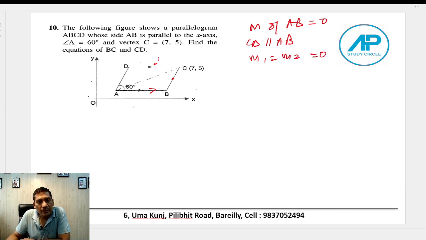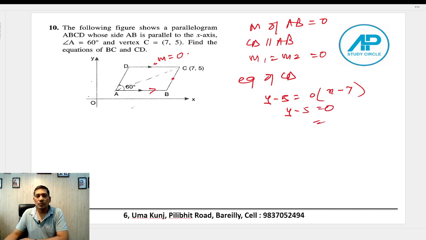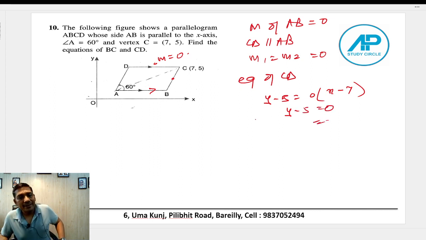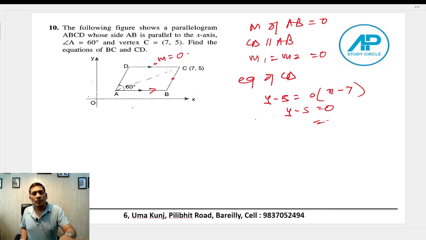So for CD, slope is 0. Equation of CD, y minus 5 equals to 0 into x minus 7. y minus 5 equal to 0 is the equation of line CD. Whatever equation is parallel to x-axis, it will never have the variable x in it. It will only have the variable y and a constant term. Please remember to check your answers in these kind of questions.